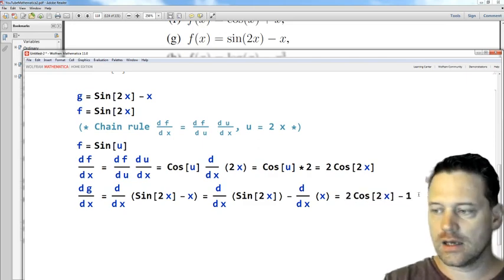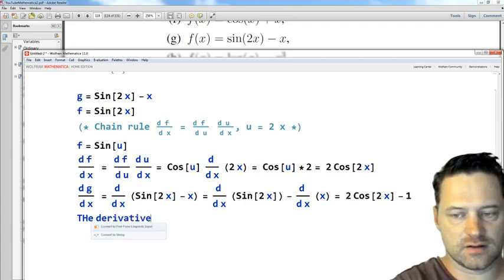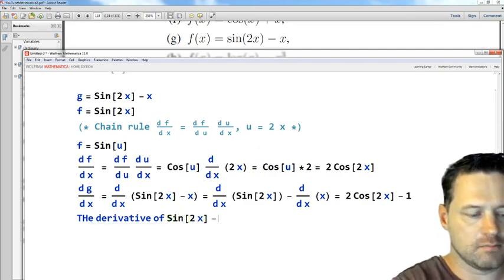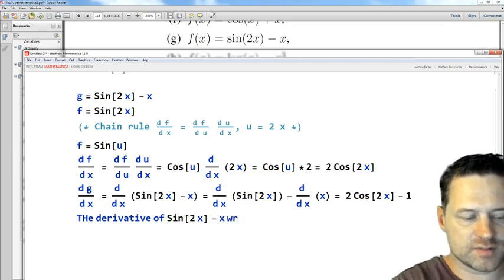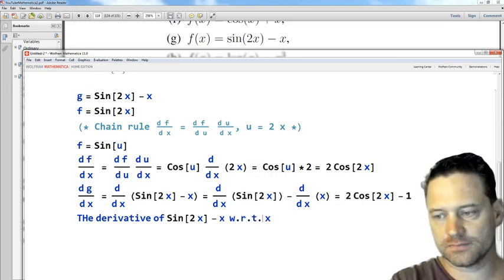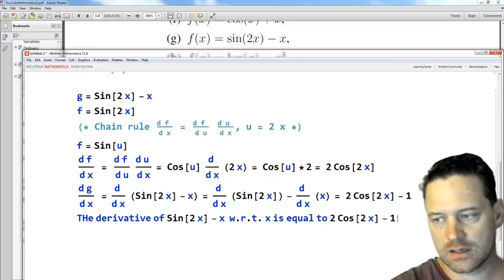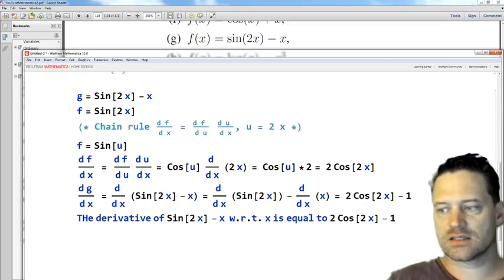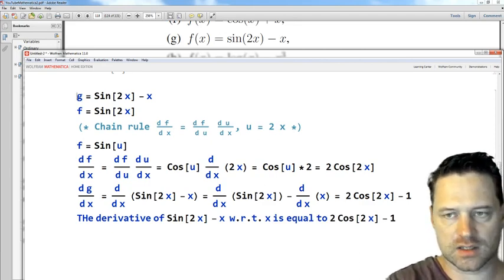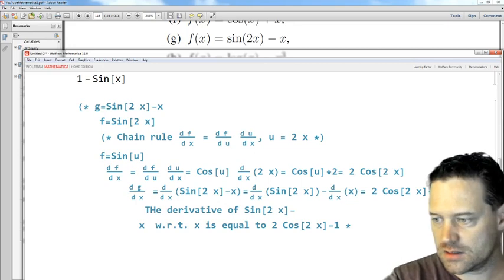And we'll say the derivative of sine of 2x minus x with respect to x, the WRT for short, is equal to 2 cos of 2x minus 1. Now, let's put a comment around all of this, because we were just writing a comment. And now it's going to turn a turquoise color.